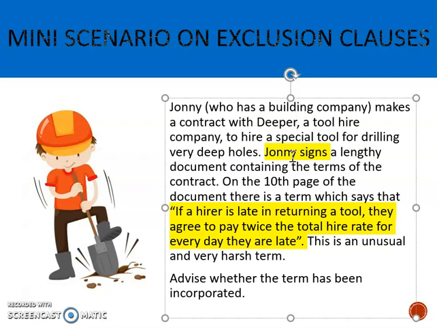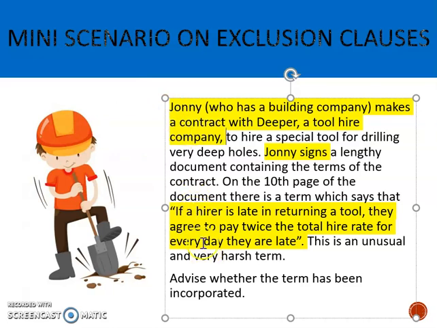Okay, so it has been incorporated, but it is an unusual and a very harsh term. So we can now look at the statutory controls to see if it should be valid or not. And we need to know, is this a B2B or is it a B2C contract? And that's important, remember, because that's going to affect whether it's UCTA 1977 or CRA 2015 that we're looking at. So we need to look at the characters to see who they are. So it says Jonny, who has a building company. So that looks like a business. He makes a contract with Deeper, a tool hire company. So I'd be jotting down by the side of these that this is B2B, one business contracting with another business.